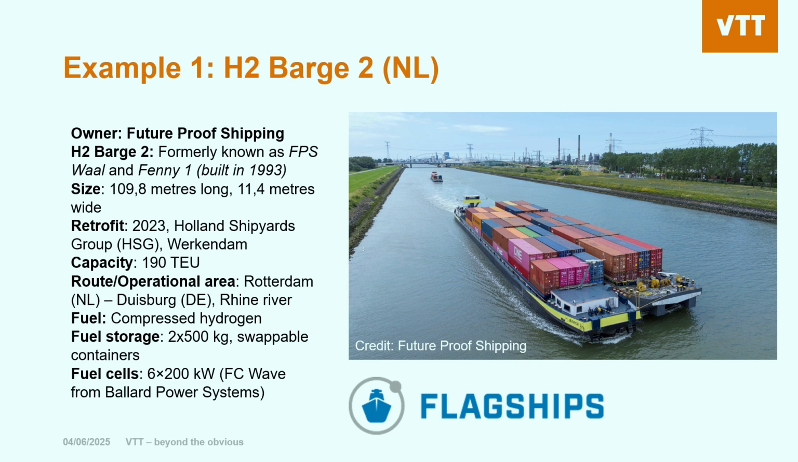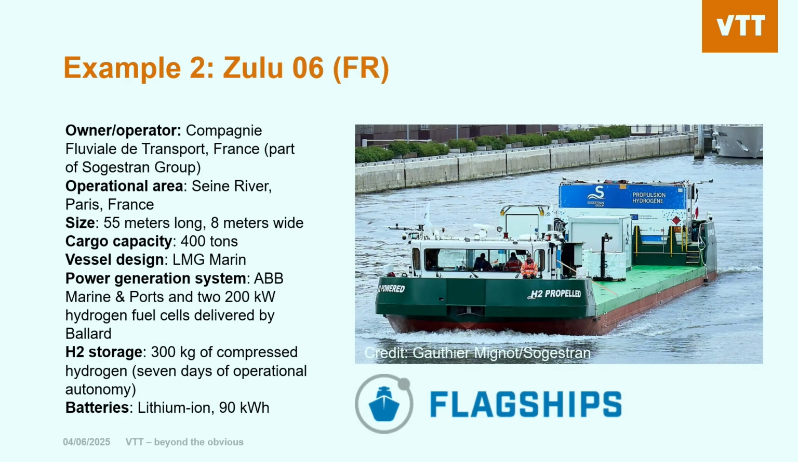has been the coordinator since 2019 when the project started. The other one, also a FLAGSHIPS result, is Zulu 6, which is operating in the Paris area on the Seine River, and it's a bit smaller vessel, also operated with gaseous, compressed hydrogen, 300 kilos on board. There are also batteries as a backup.